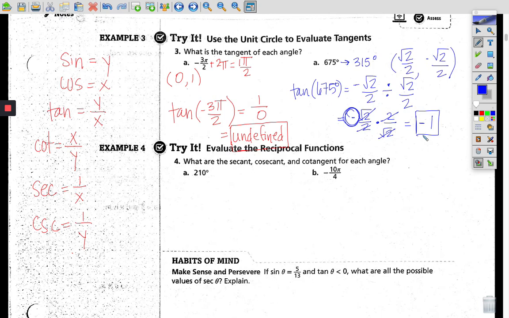Hit the green button and then that button right there. Yes. Hey, let me see this. And it may have told you. It had to be in degree mode.